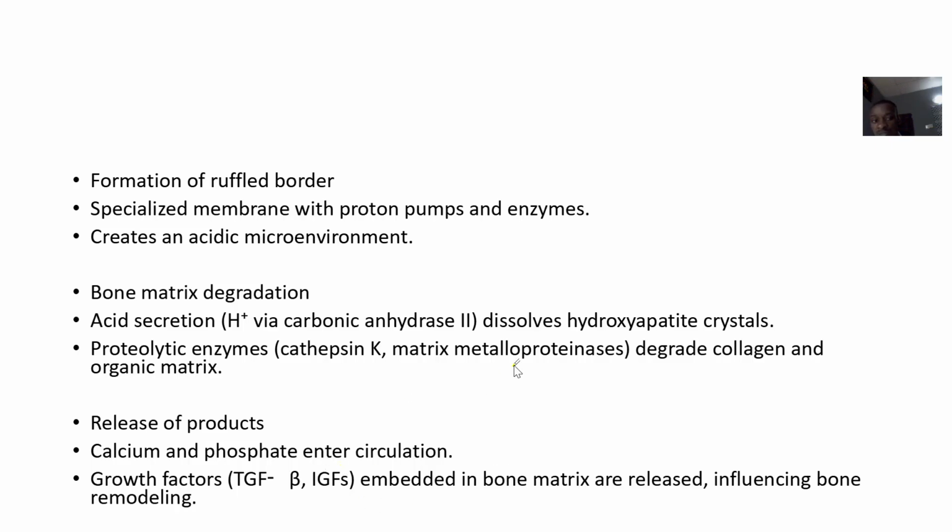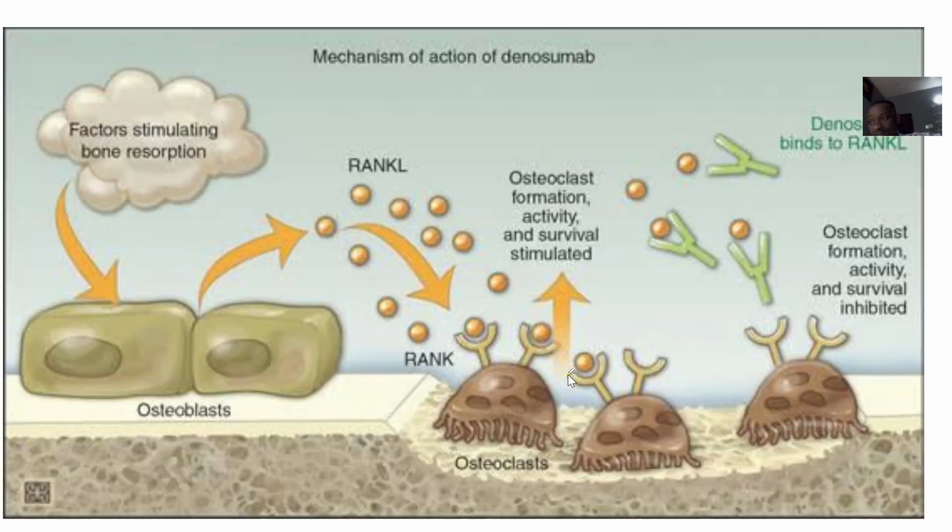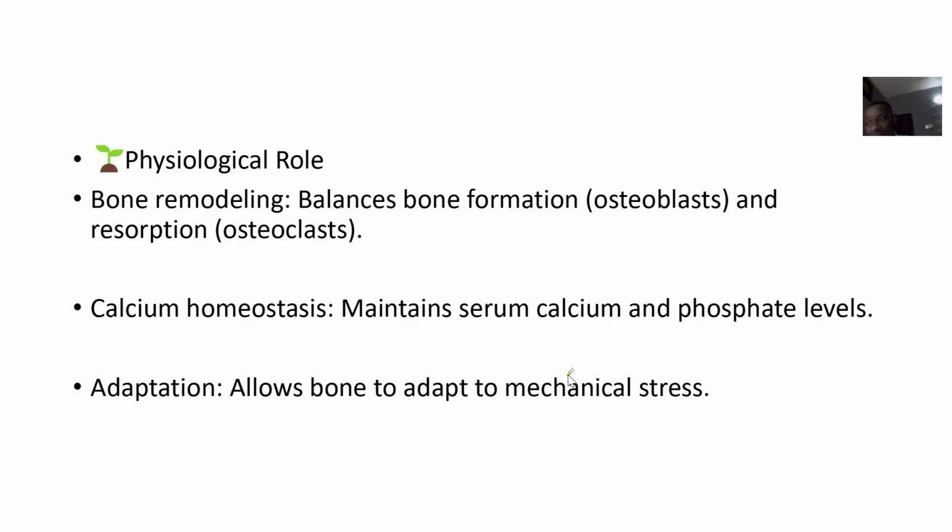Okay, then bone matrix degradation. So acid secretion, that's hydrogen ions via carbonic anhydrase too, would dissolve hydroxyapatite crystals. Proteolytic enzymes are also involved. They degrade collagen and the organic matrix. So now the calcium and phosphate will be released into what? Circulation.